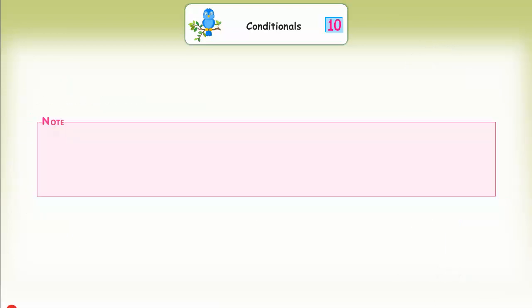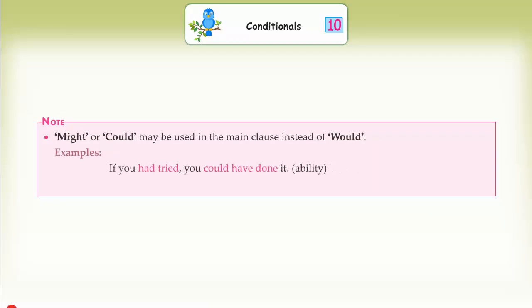Missed opportunity. Note: might or could may be used in the main clause instead of would. Examples: If you had tried, you could have done it. Ability. If he had taken his doctor's advice, he might not have died.